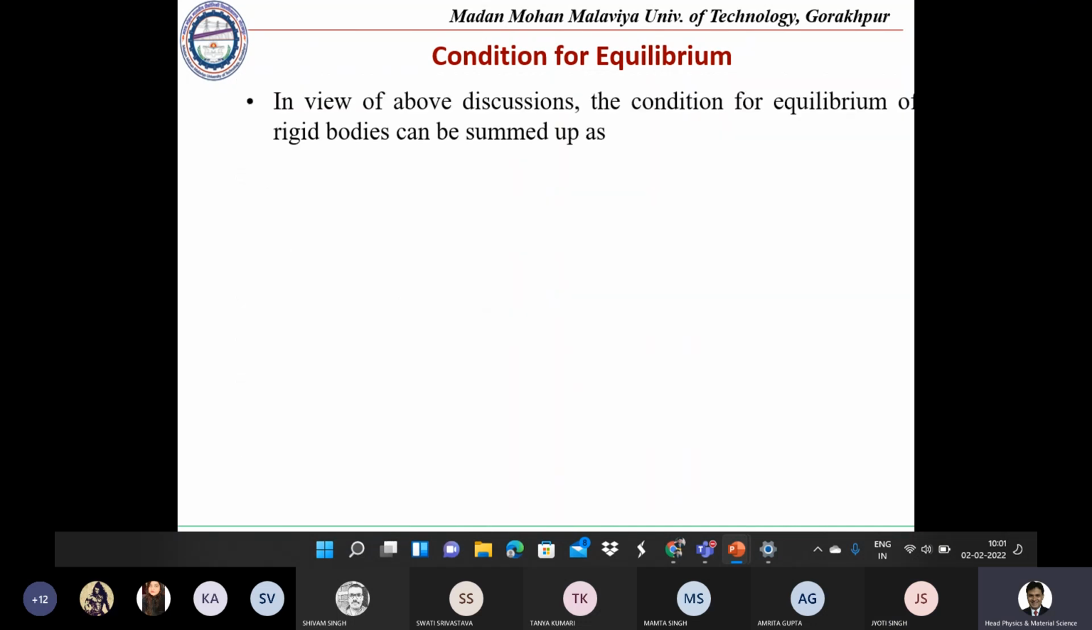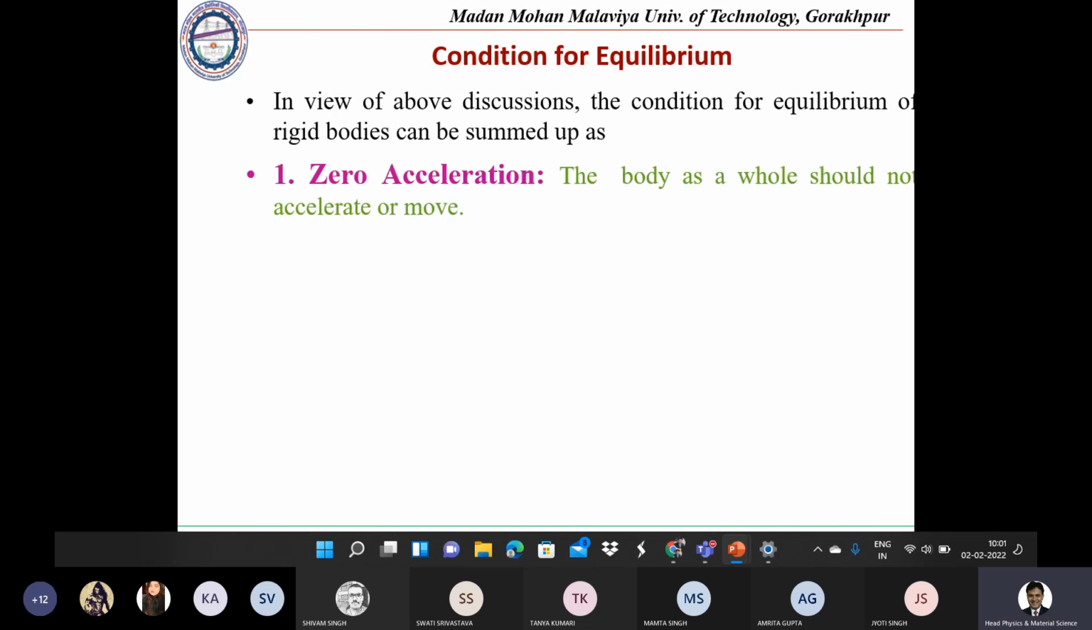Here, in view of the above discussion, the condition for the equilibrium of rigid bodies can be summed up as number one.